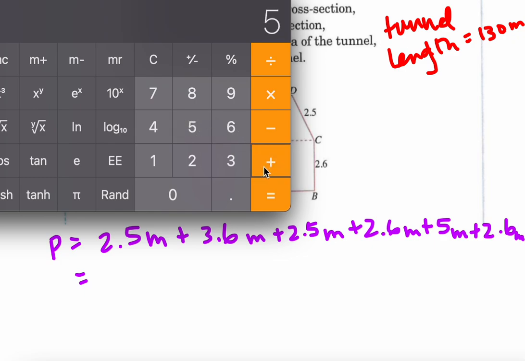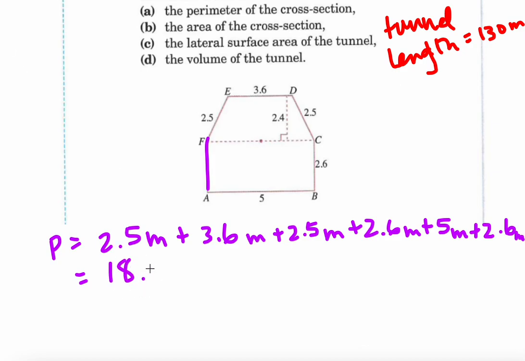2.6 plus 5 plus 2.6. That's 18.8 meters. Let me just double check that because I think I did that really quickly. Plus 5 plus 2.6. Yeah, 18.8. I would hate to get an addition problem wrong. And this is just meters because we're just adding the meters together. So instead of shorter meters, it just becomes a longer meter answer. So there's no squared or cubed.